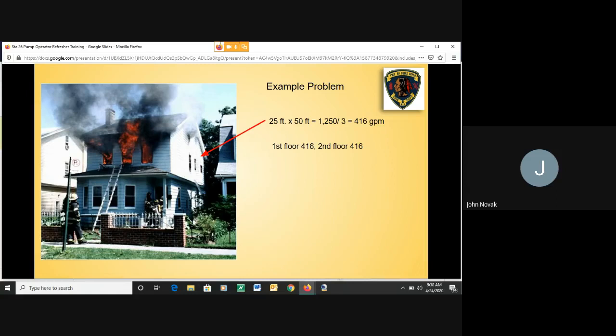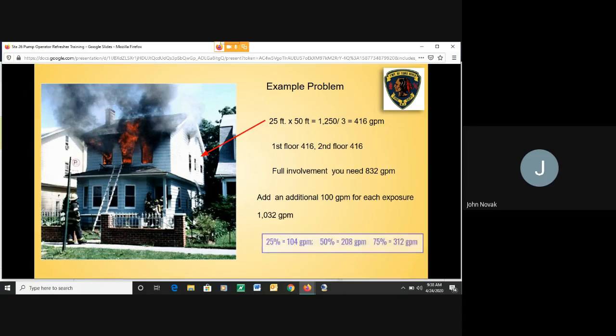The building is 25 by 50, about 1,250 square feet, divided by 3 gives us 416 GPM. So the first floor would be 416, second floor would be 416. Full involvement, you're looking at 800 gallons a minute. And again, this is just a guideline, nothing set in stone. Then we would need to add water for the exposures. So as an incident commander, you'd be looking at possibly needing 1,000 GPM. Not that you're going to use it all, but that's possibly what you may need for this situation.